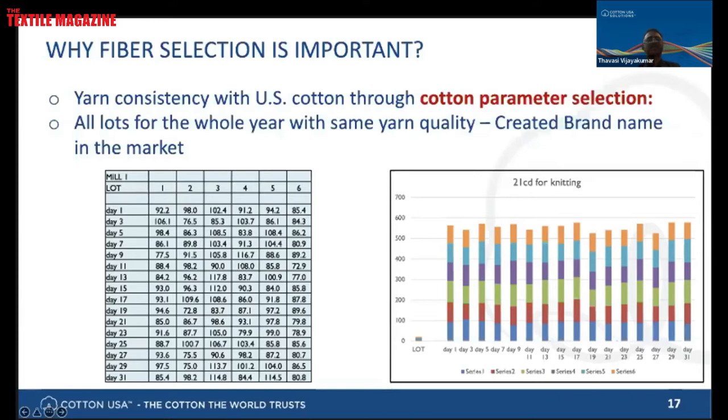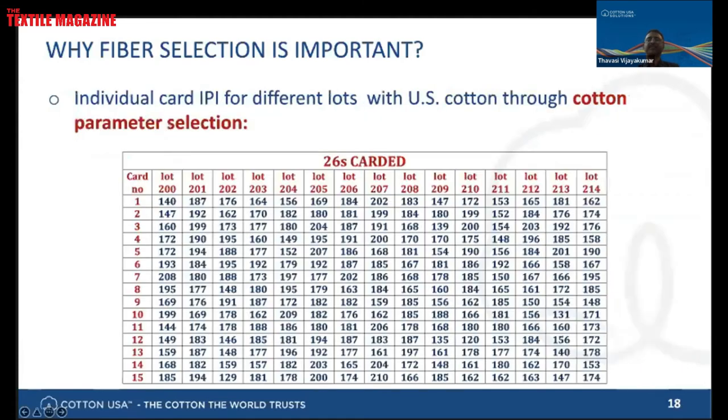The requirement from the brand for a compact carded yarn is always around 80 to 100 IPA, around 100 IPA. So they were able to select the cotton parameters and achieve it, and it is done every month for around 50 to 60 containers. It's not a small quantity. So it is very much possible to produce what is required if cotton parameter selection is done properly.